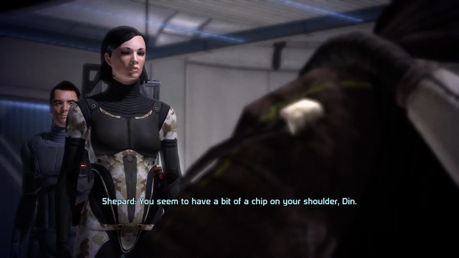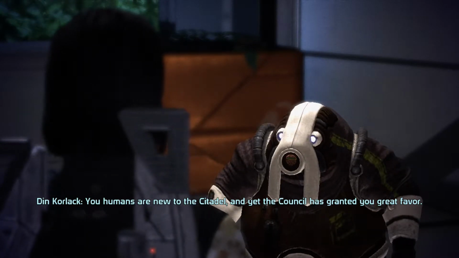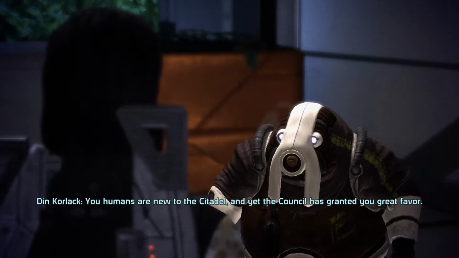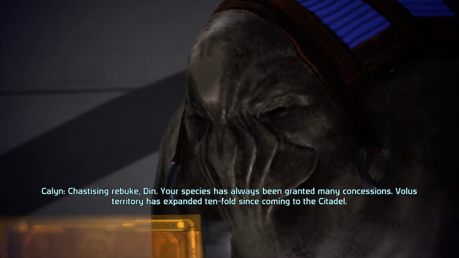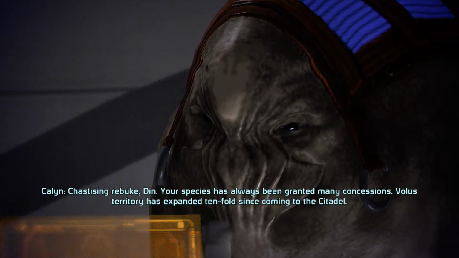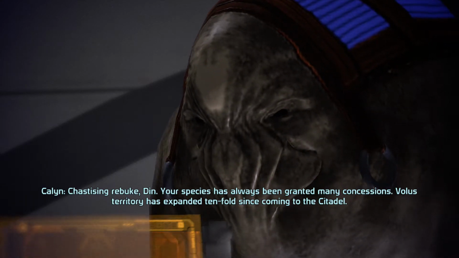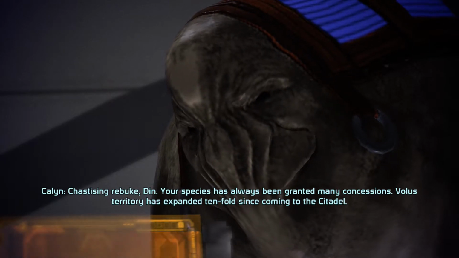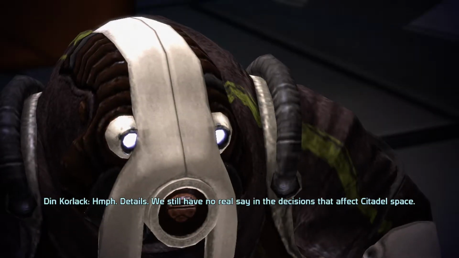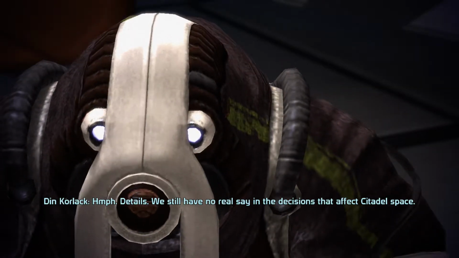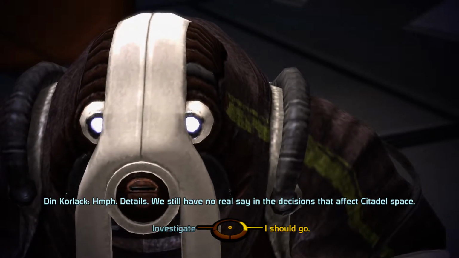You seem to have a bit of a chip on your shoulder, Din. You humans are new to the Citadel, and yet the Council has granted you great favor. Chastising rebuke, Din. Your species has always been granted many concessions. Volus territory has expanded tenfold since coming to the Citadel. Details. We still have no real say in the decisions that affect Citadel space.